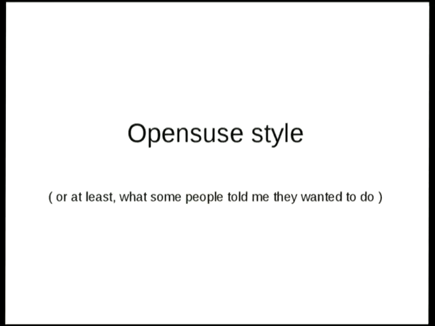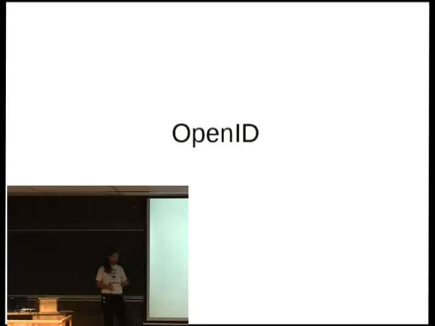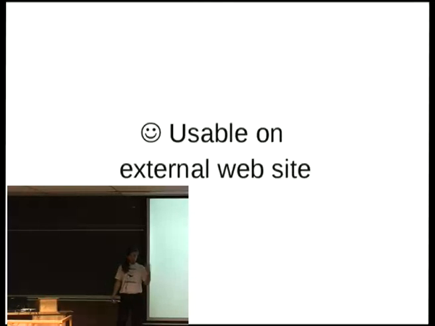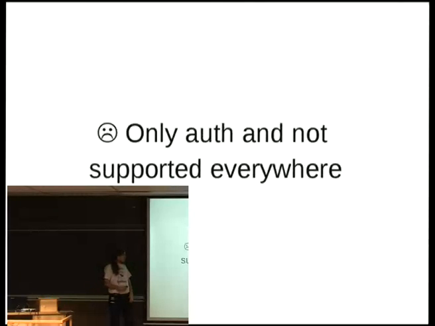We could have done what openSUSE wanted to do, but that's what they said they would do, and they didn't do it. And they use OpenID. For people that do not know, OpenID is some kind of standard to delegate authentication, which is nice because you can use it on an external website. External website means usually less work for admins because someone else is doing the work. But the problem is that it's only authentication, and it's not supported everywhere. For example, you cannot use it on Facebook, on Twitter, and stuff like that.